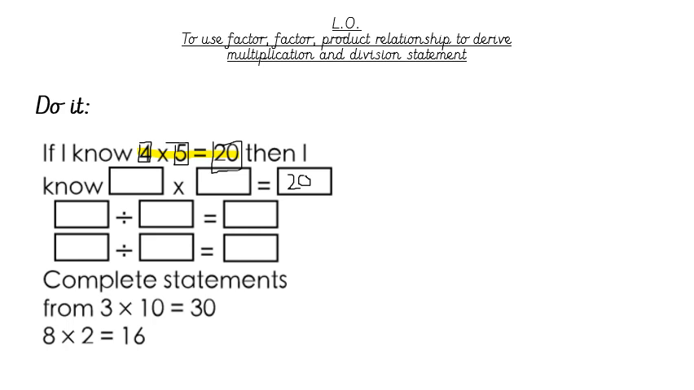And then we know that something divided by something is something. So when we're doing division, remember, the biggest number goes at the beginning. Okay, remember you have to put the numbers 4 and 5 in these boxes. And then afterwards you need to complete the statements for 3 times 10 is 30 and 8 times 2 is 16. So for each number there will be 3 more statements. Okay, you need to make sure that you've got these 3.